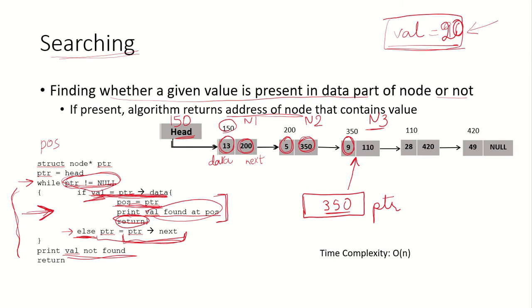Since the nodes are being visited and the linked list is being traversed, the time complexity of this search operation would be order of n in the worst case and order of 1 in the best case if it is found at the first node itself.